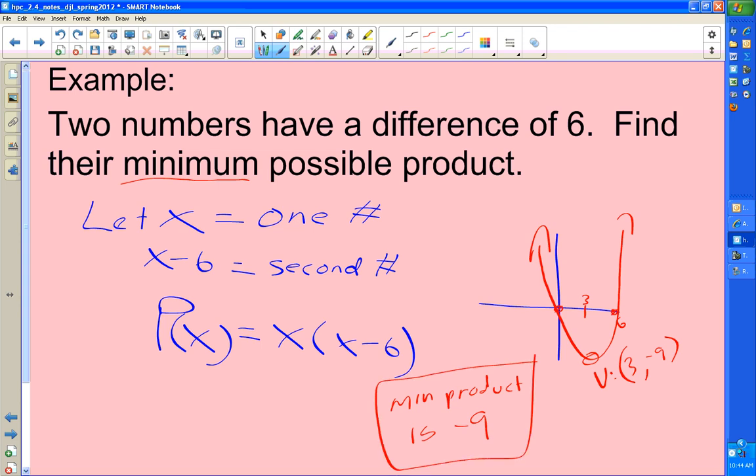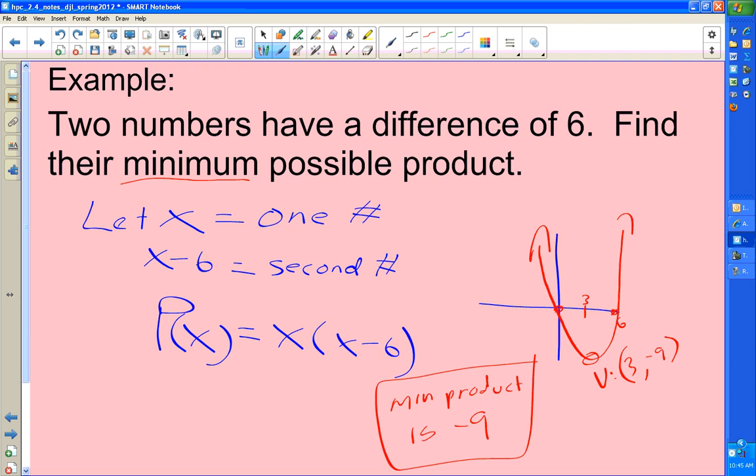What if they wanted to know what the two numbers were? Aren't we talking about two numbers? What if they want to know what are the two numbers? What would they be? 3 and negative 9? Nope. 3 and negative 3. How'd you get those?